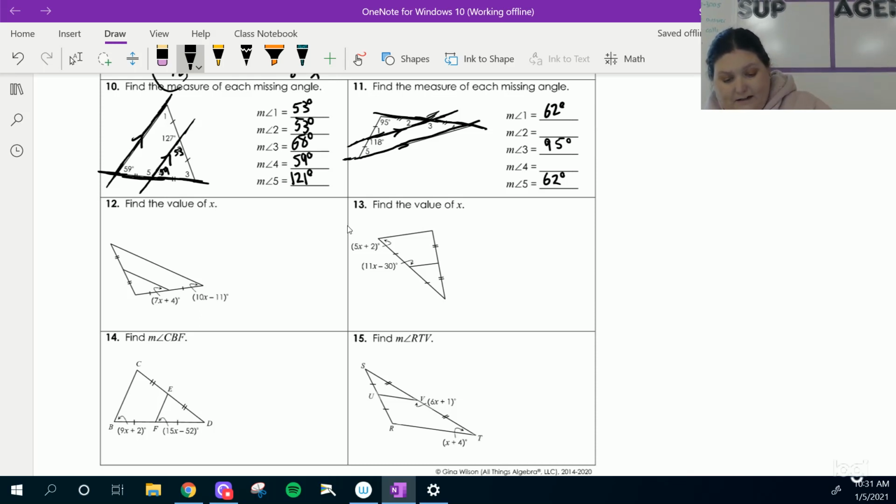I can find angle 2 because I know angle 1 is 62, so I do 95 plus 62 and subtract that from 180. And when I do that, I get 23. And then angle 2 and angle 4 are corresponding angles, so angle 4 is also 23 degrees.